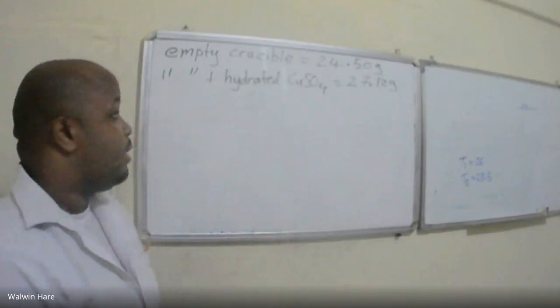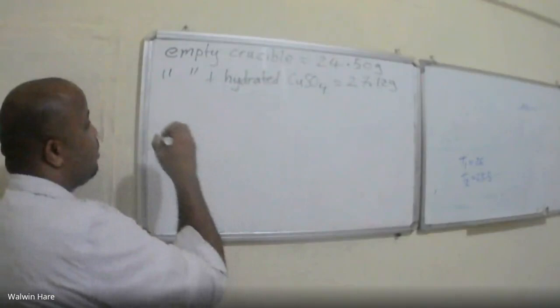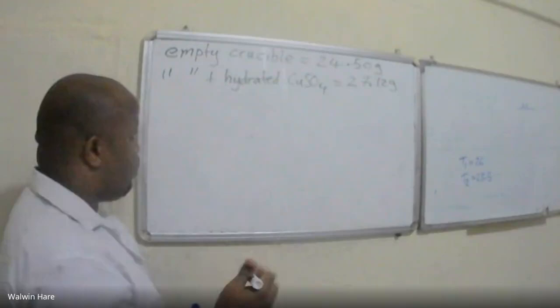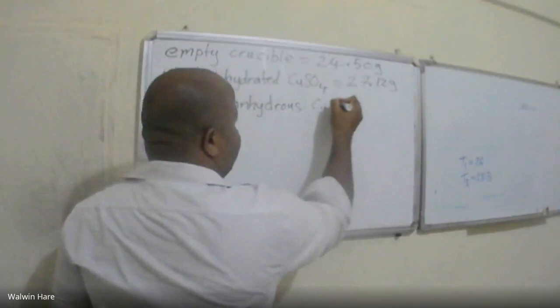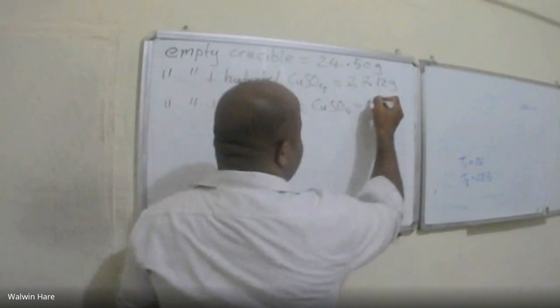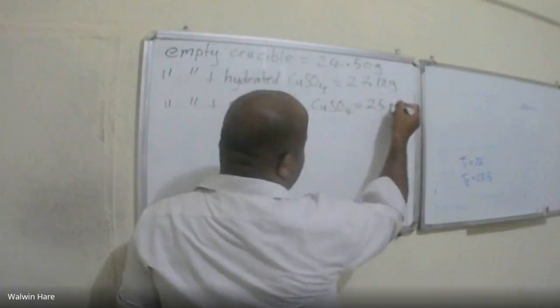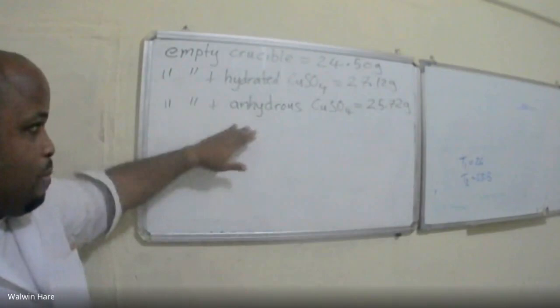All right. So again, once the water is removed, you are going to weigh the crucible again. So you turn off the flame, allow it to cool, and you measure. So this time it is the crucible plus the anhydrous salt. So remember, anhydrous means the water has been removed. So let's say the anhydrous salt is 25.72 grams. All right, that is the lab. We do this as an experiment in CAPE as well.